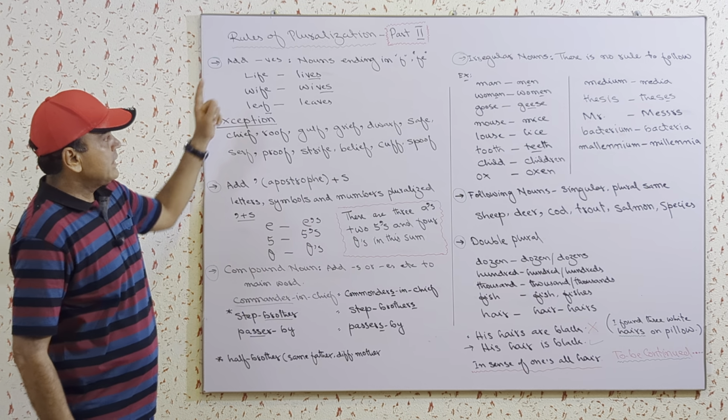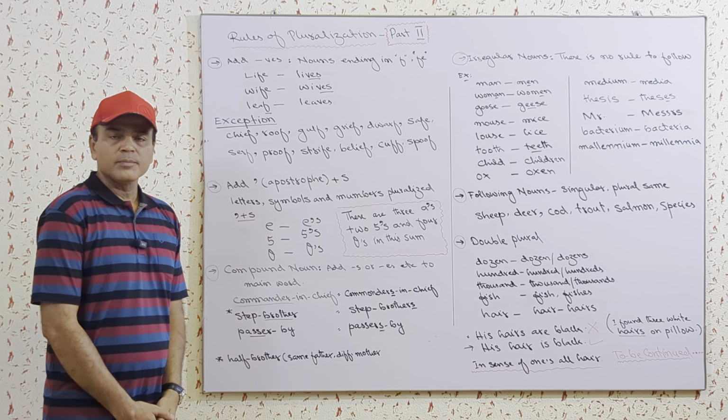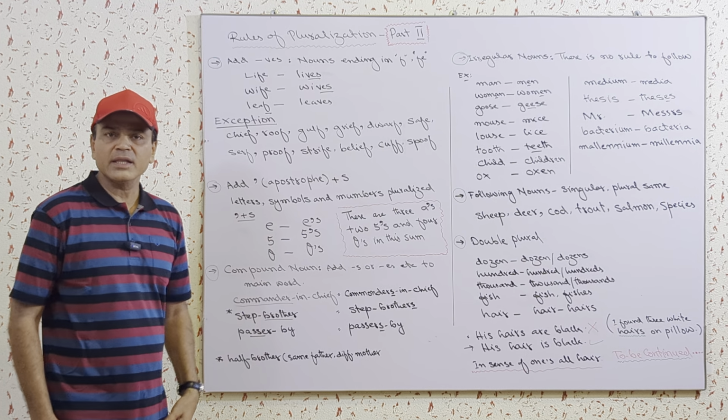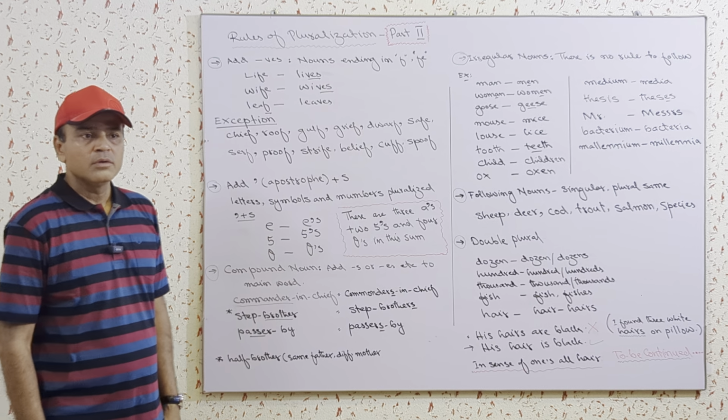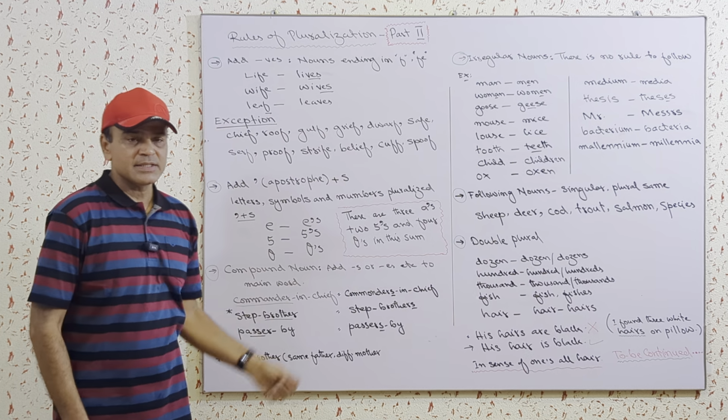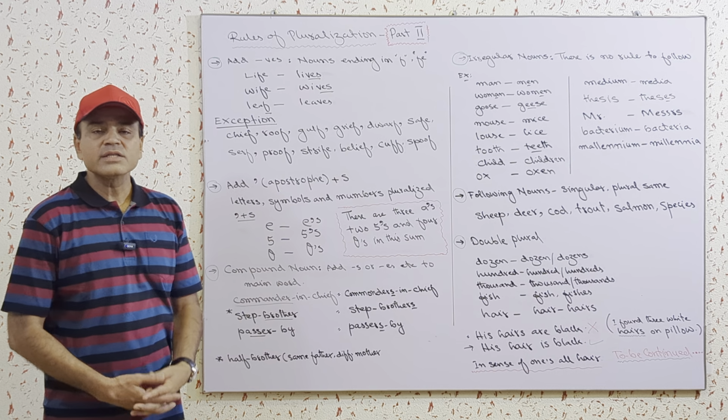Now the rule that we are going to discuss now is that there are some nouns for which, when we make their plural, we use "ves" at the end of them. This is called a suffix.